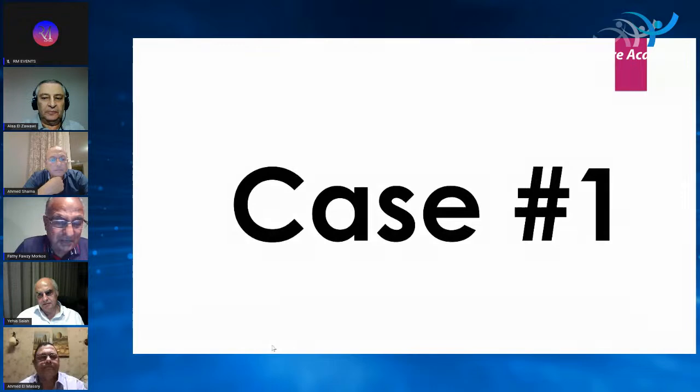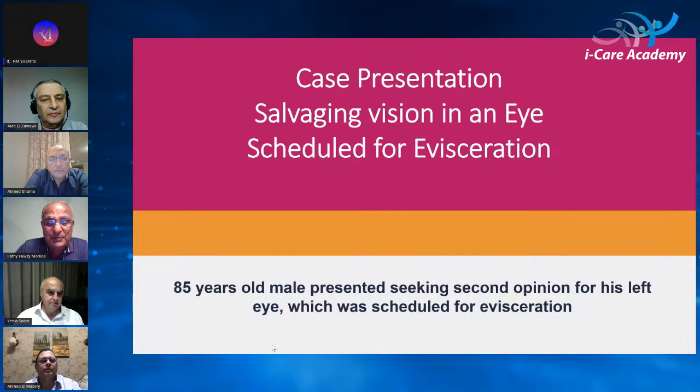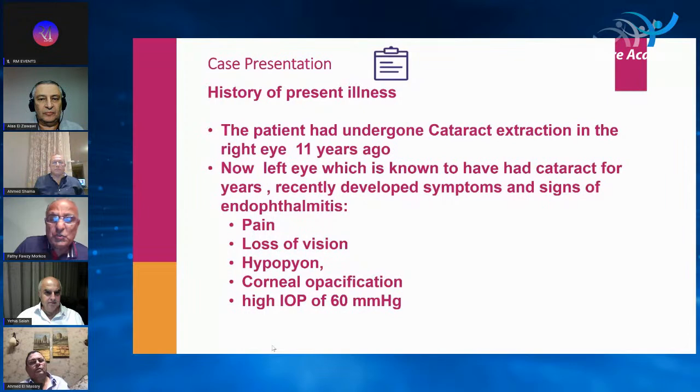Can you see my screen, Dr. Alaa? Yes, of course. Case number one is salvaging vision in an eye scheduled for evisceration. It was an 85-year-old male who presented seeking a second opinion for his left eye, which was scheduled for evisceration. He had undergone cataract extraction with me 11 years ago in his other eye. This left eye, known to have cataract for many years, recently developed symptoms and signs of endophthalmitis: pain, loss of vision, hypopyon, corneal opacification, and high intraocular pressure.